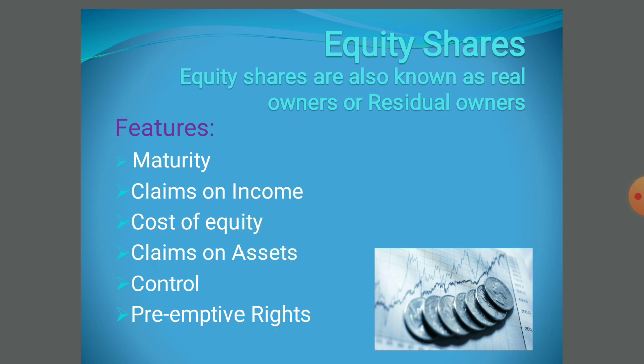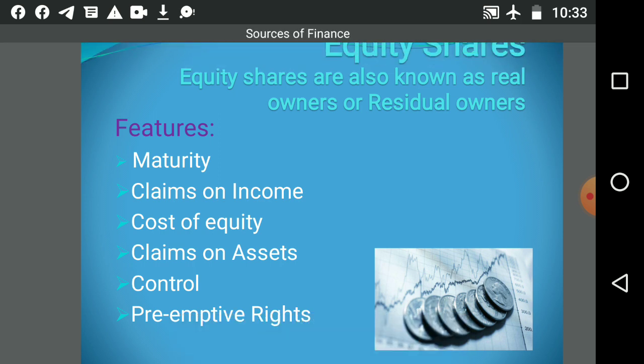First feature is maturity. As we have already seen, there are different types of sources of finance, that is medium term, long term and short term. It depends upon the time duration. Now what is maturity? For example, if you have raised a loan from a financial institution or from banks for 5 years, at the end of the 5th year we have to give back the principal amount which we have taken in the form of loan.